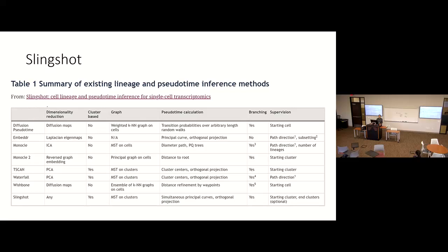This is a review paper that summarizes existing pseudo-time methods and shows different dimensionality reduction approaches, whether it's based on clusters or cells, what kind of graph is used internally, how to compute, whether it allows branches, and whether it's supervised, needing to tell the program where the starting cluster or starting cell is.